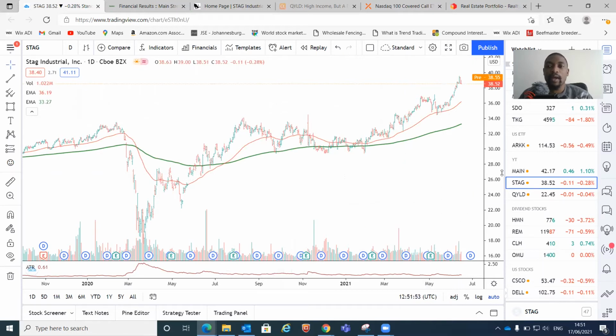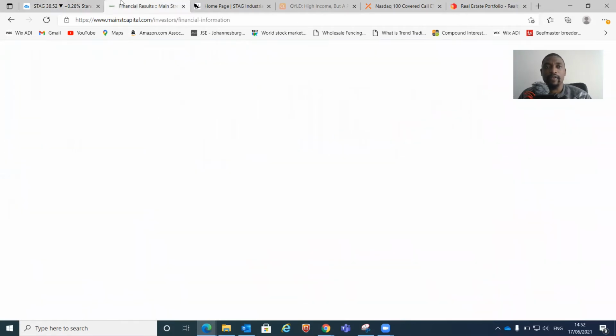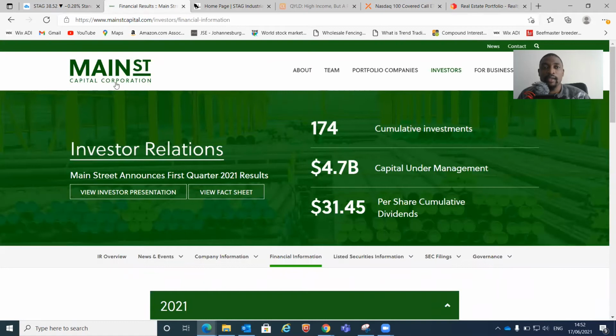And then the final one. So the first two stocks that we covered, Realty Income and Stag Industrial, are real estate investment trusts, and then the ETF is just a covered call ETF. And then the final stock that I want us to look at is Main Street Capital Corporation.